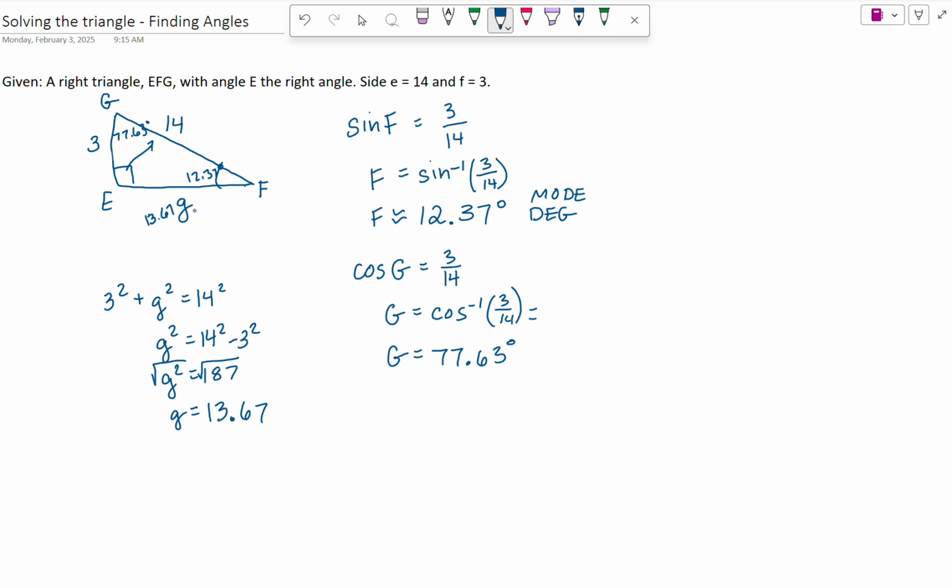And before I leave you, I just want to point something out that is really helpful, and it's a great check on your work, and hopefully it will make sense to you. So notice that the smallest angle, 12.37 degrees, is opposite the smallest side, right? And then notice that 14 is the biggest side and 90 degrees is the biggest angle. And then 77.63 is the middle angle and 13.67 is the middle side. And so that will always be the case. The smallest angle opens out to the smallest side, and so on. So that's a good check for yourself.